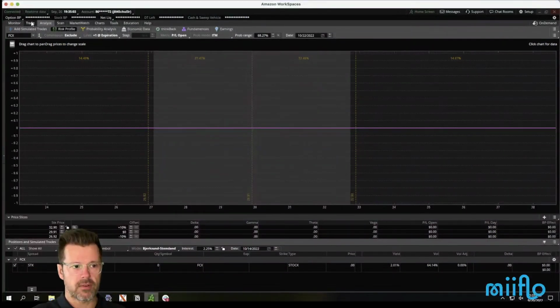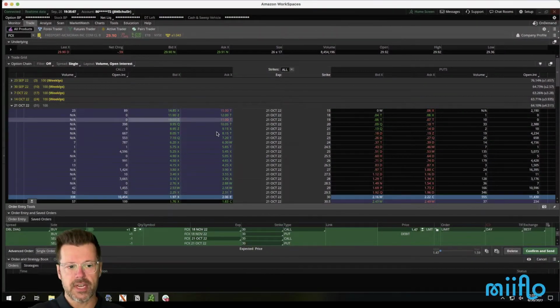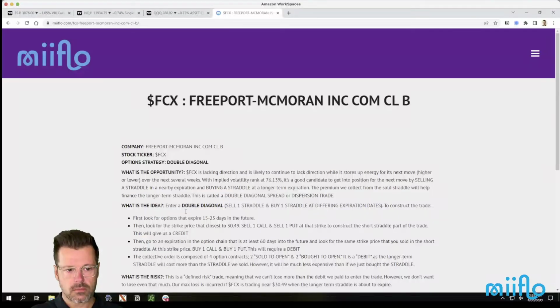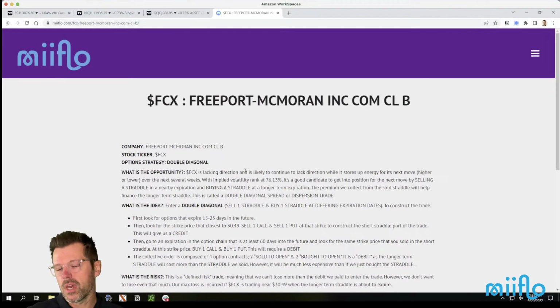So we've got a flat grade here. We're going to go to FCX, and we're going to start about 30 days out. So this double diagonal is a product for when, if we go back to the idea, we are lacking direction. We're going sideways and likely to continue. We've got earnings coming up in several weeks, so we're kind of getting ready for a move. However, the implied volatility rank is so high, it's going to be really hard to get outside of that and make any money. So we're going to do a combination of trades to get ourselves in position for that move.